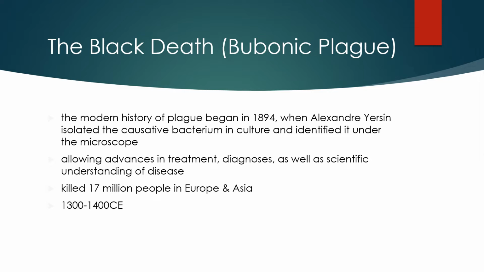The modern history of the plague began in 1894 when Alexander Yersin isolated the causative bacterium in culture and identified it under the microscope for the first time. This allowed advances in treatments, diagnosis, and also the understanding of the disease. The plague killed 17 million people in Europe and Asia between 1300 and 1400 CE.